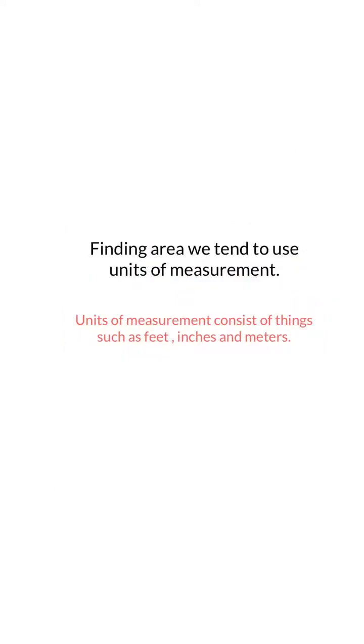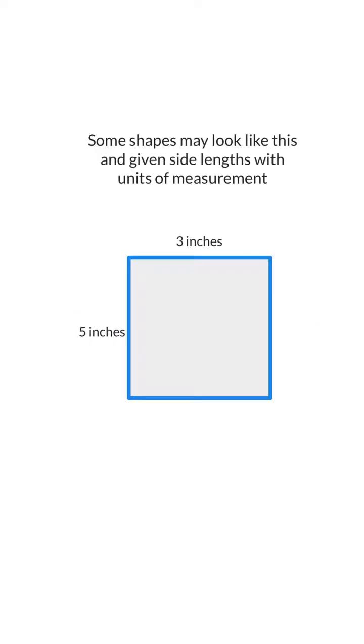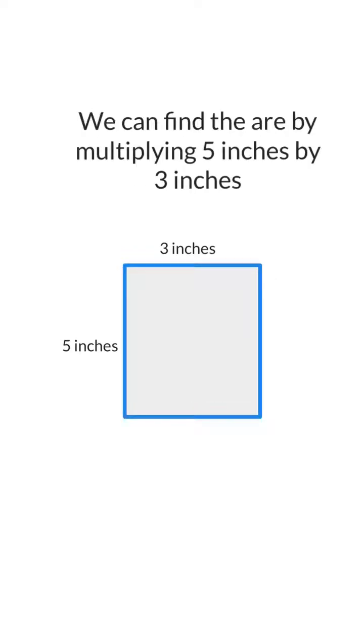When talking about area, we tend to use units of measurement. Units of measurement consist of things such as feet, inches, and meters. Some shapes are given side lengths with inches as a length of measurement, such as this one. To find the area, we can use the side length method. We can multiply 5 inches by 3 inches to find the area.